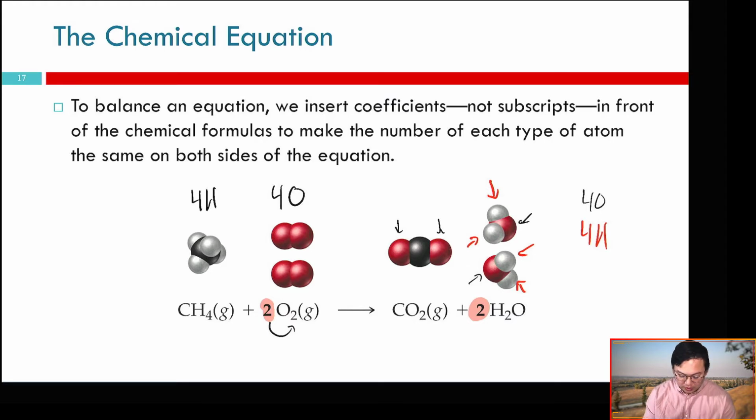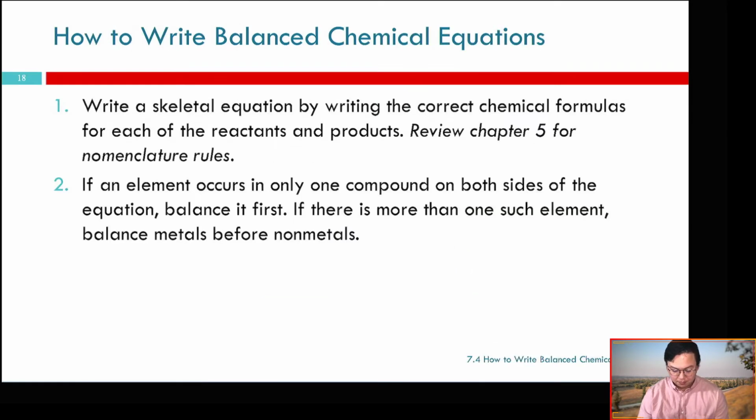And you don't need to write out space filling models, right? You can see that here we have 2 times 2 hydrogens, so that's 4 hydrogens, which matches up with these ones over here. And we have 2 times 2 oxygens on the left side, which matches up with the 2 oxygens here, and then 2 times 1 oxygen, so then we get 2 oxygens there. And then 1 carbon on either side.